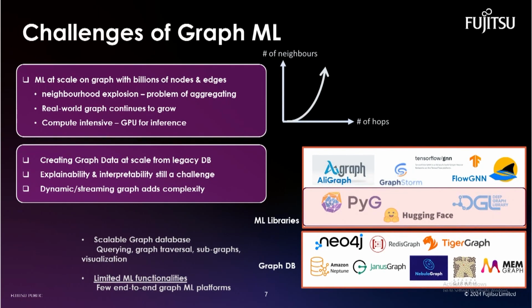These databases are known to be scalable, and they provide functionalities like querying. You can traverse the database, extract some subgraph, and answer some simple questions. But when it comes to machine learning, they have very limited functionalities.